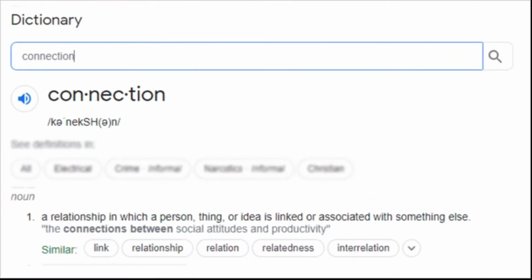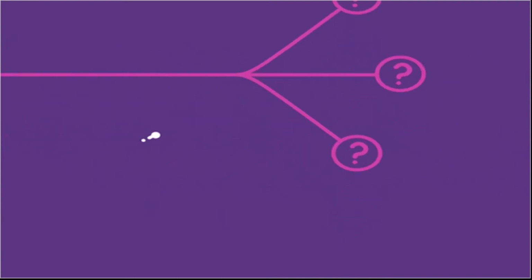If we are going to look for the definition of connection, it is a relationship in which a person, thing, or idea is linked or associated with something else. Making connections is just another way to describe learning how things are related to each other and how the physical world works.